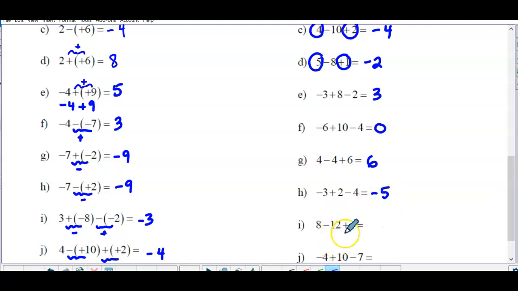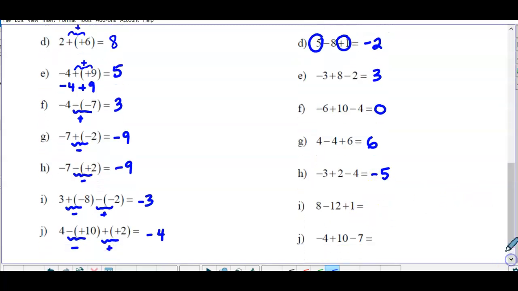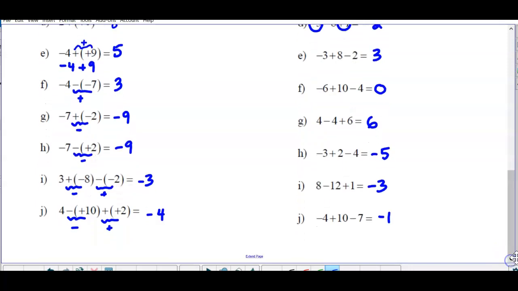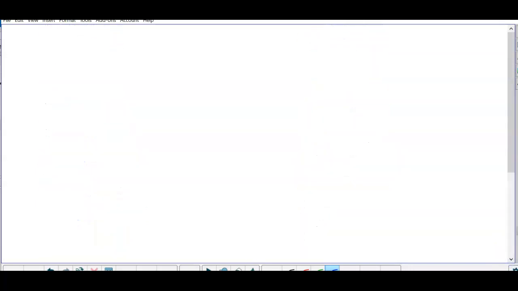Okay, or you can think about it in temperature. It was negative 3 in the morning, it went up 2 degrees, so it was at negative 1, then it went down 4 degrees, so it was at negative 5. Money and temperature are common applications. Okay, 8 minus 12 is negative 4, plus 1 is negative 3. Negative 4 plus 10 is 6, minus 7 is negative 1. Okay, and that's it.